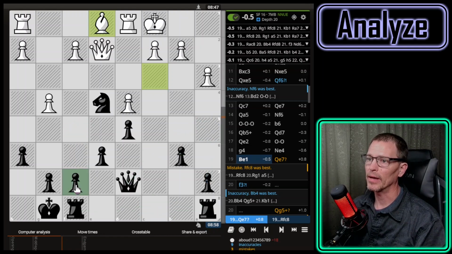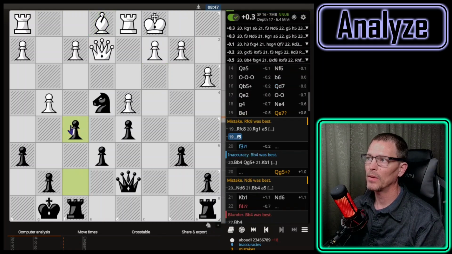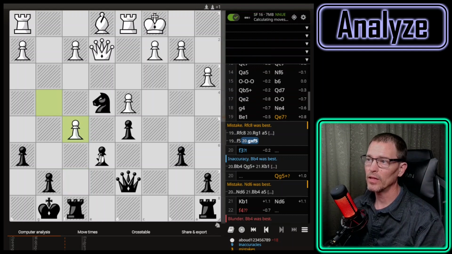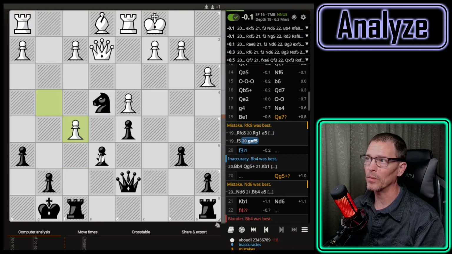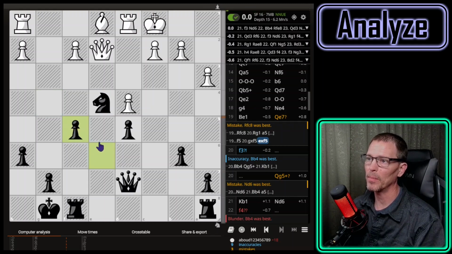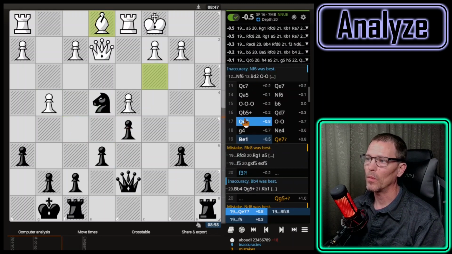Oh, I wonder how bad f5 would have been. Oh, not that bad. It just would have been about even, unless they took it. And if they took it, then we'd be doing all right, and it wouldn't matter whether I took back with my rook or my pawn. I probably would have taken back with my pawn.